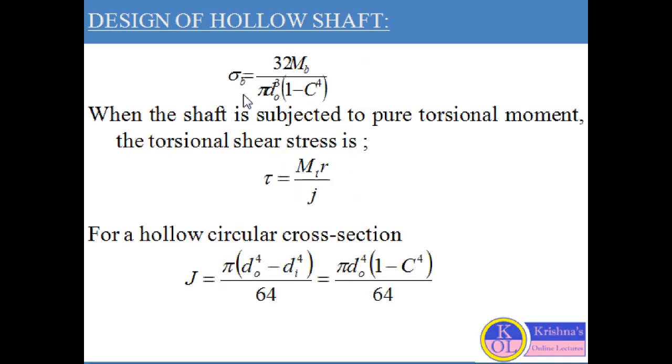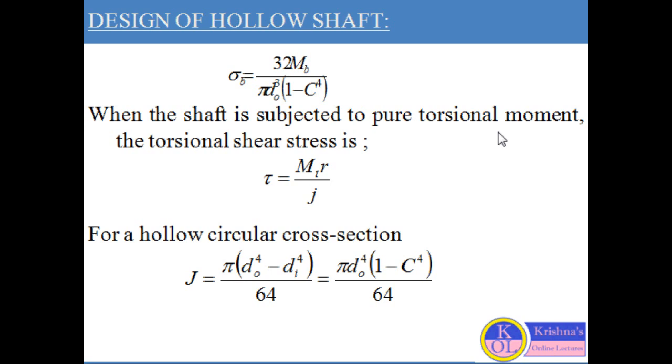If we put the values of I and Y, the moment of inertia and the distance, the formula of sigma B will be 32 MB by pi DO cube into (1 minus C to the power 4).